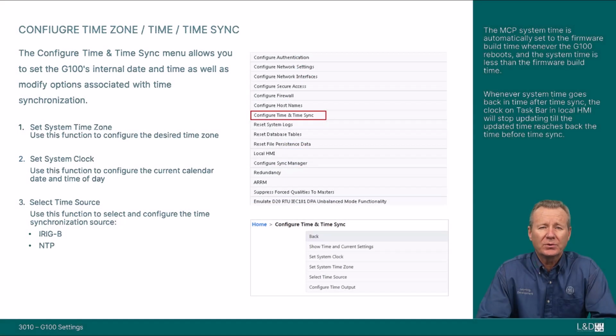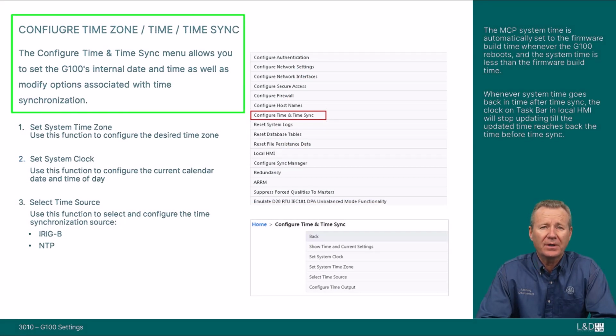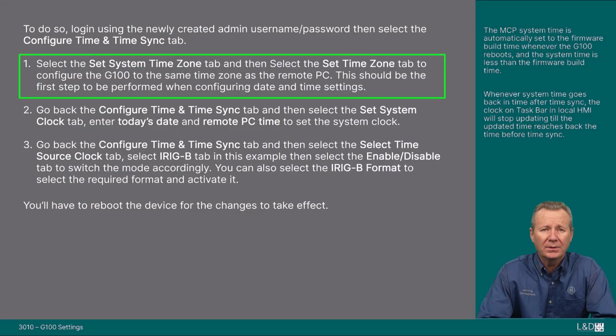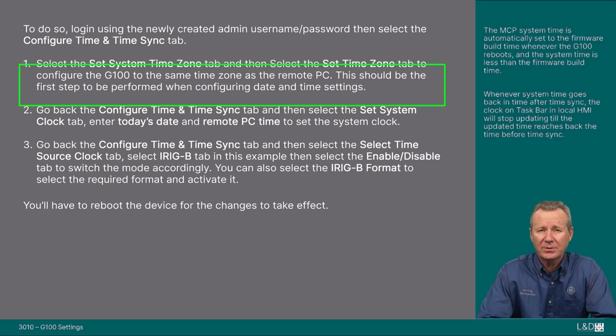After you complete the first-time login workflow, the next step is to set the G100's internal date and time, as well as modify options associated with time synchronization. To do so, log in using the newly created admin username and password, then select the Configure Time and Time Sync tab. 1. Select the Set System Time Zone tab, and then select the Set Time Zone tab to configure the G100 to the same time zone as a remote PC. This should be the first step to be performed when configuring date and time settings.